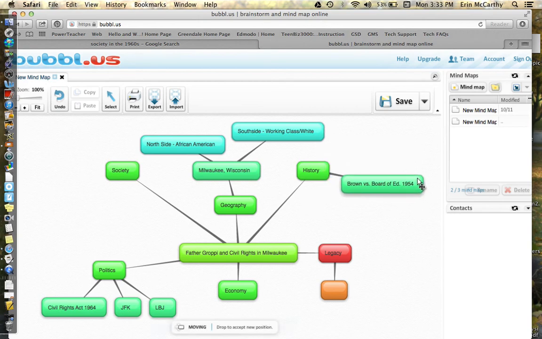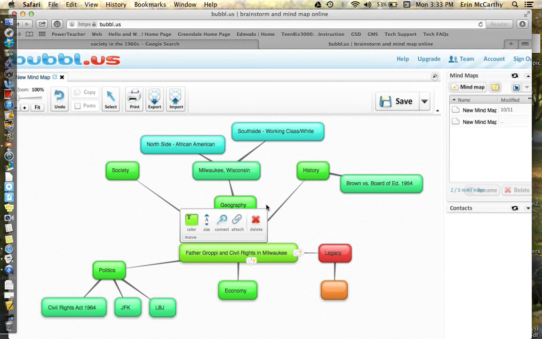You don't have to use that. You can just draw it out. You can even write it as an outline. It starts with my topic right here in the center, photography in the Civil Rights Movement. Next I'm going to fill in the other 6 things: geography, history, economics down here, politics, society, and legacy.